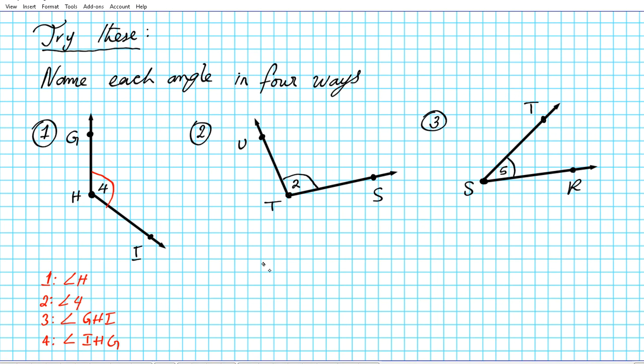For number 2, you can name this angle T, you can name it angle 2, you can name it angle UTS, or you can name it angle STU. Number 3, you could name this angle S, you could name this angle 5, you could name this angle TSR, or you could name it angle RST.